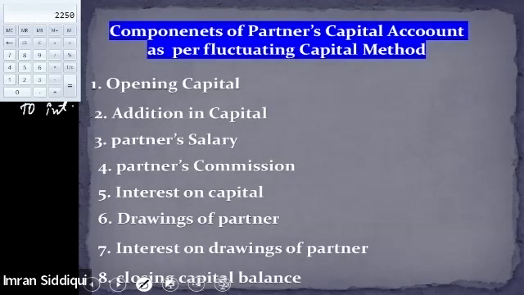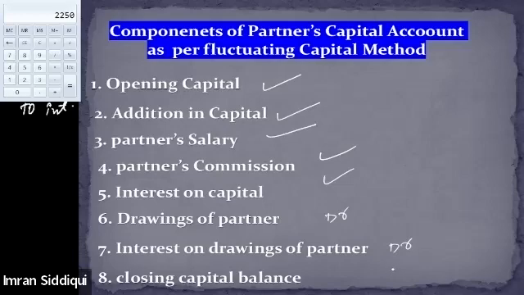Okay. So generally, these items are recorded in the partner's capital account, starting with the opening capital. If the partner has introduced further capital, then the additional capital will also be recorded on the credit side. Then partner salary, commission, interest on capital, all these items are generally recorded on the credit side. Drawings made by the partner are recorded on the debit side. Interest on drawing on the debit side. Closing capital of the partner is also recorded on the debit side. All these items are recorded on the credit side. I hope this is clear.